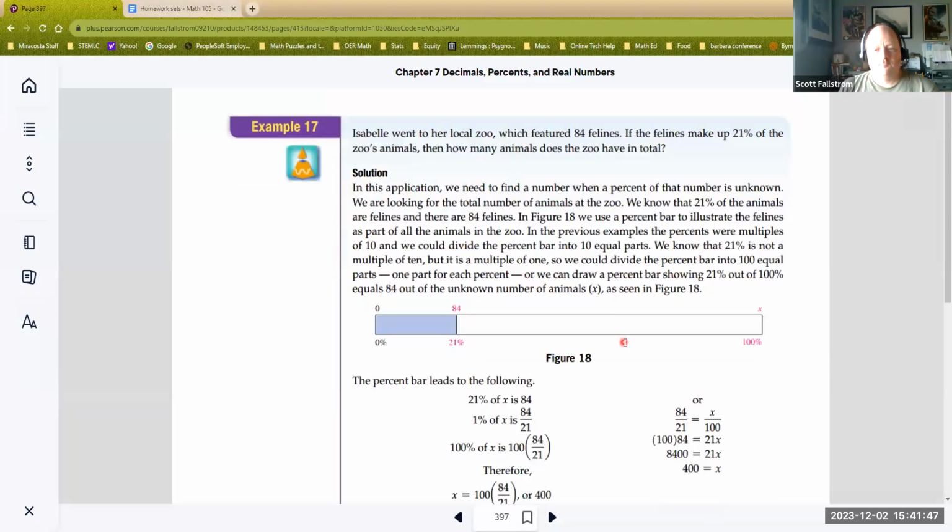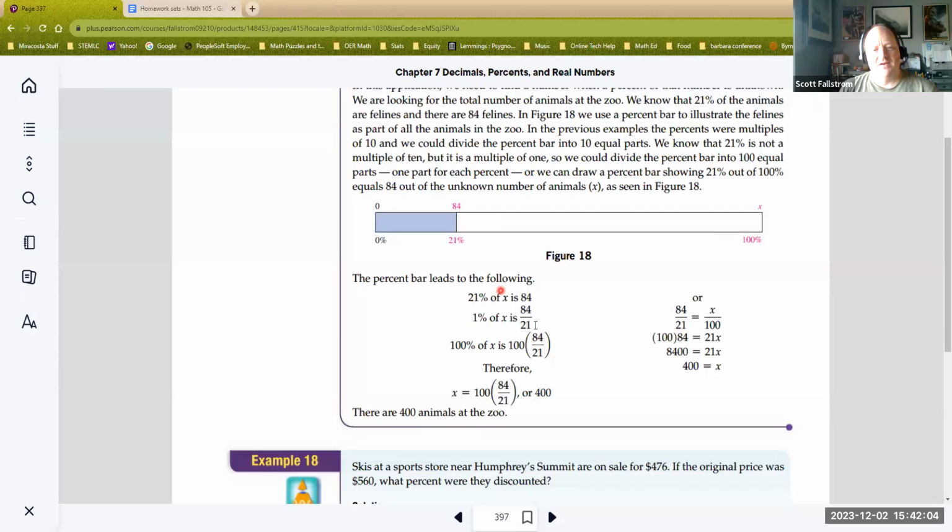Next page. So here we go. Even with this percentage bar, you'll notice they say it makes up 21% of the zoo animals. How many animals does the zoo have? 21%. There's the 100%. How many total do they have? You know, 84 is 21%. So the bar isn't utilized to actually find the solution. The bar is set up as a way of building it up.